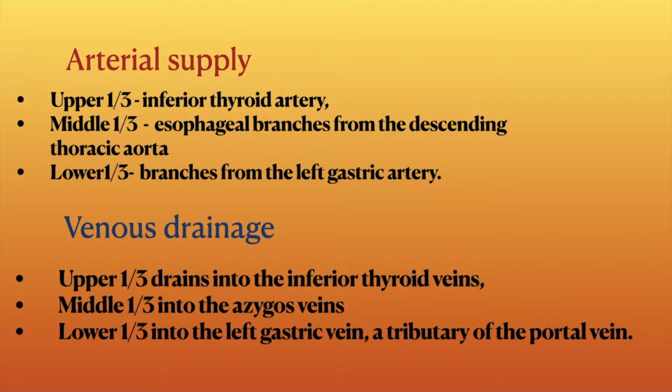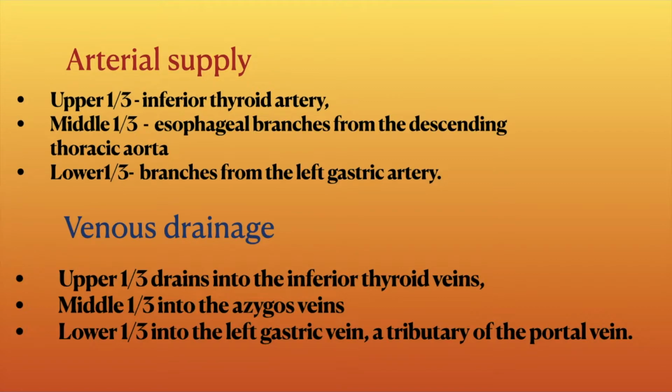The arterial supply. The upper third is supplied by the inferior thyroid artery. The middle one-third is supplied by esophageal branches from the descending thoracic aorta. The lower one-third is supplied by branches from the left gastric artery.